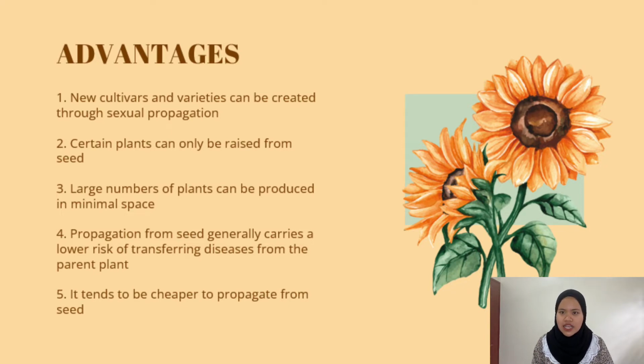For example, if doing an asexual method such as grafting, two types of plant will be combined and it will cause disease transmission from one plant to another. And lastly, it tends to be cheaper to propagate from seed. The method of propagation through seeds is very cheap, because as we know, the price of seed in the market is reasonable, and goods to do this method are also easily available and affordable.